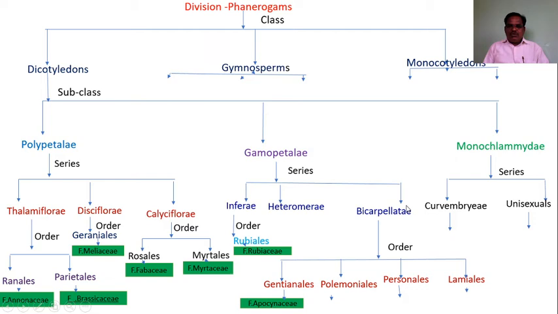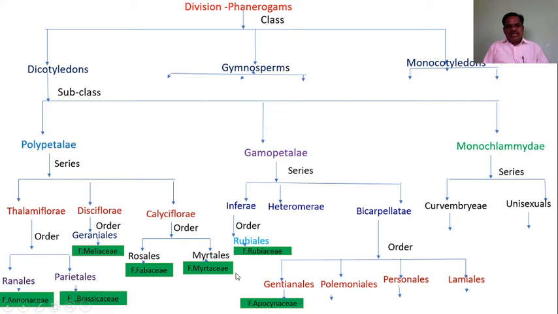One more thing, it has a bicarpellary ovary. So the ovary is bicarpellary, and it is always bicarpellary. And the gamopetalous condition is there, petals are united. One more thing, the fruit is of siliqua type. Simple, dry and dehiscent fruit is there, but of siliqua type.